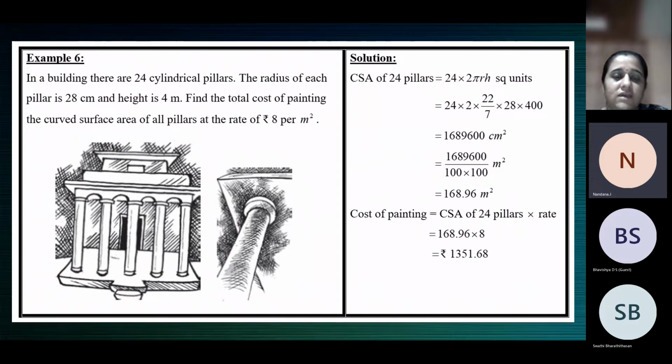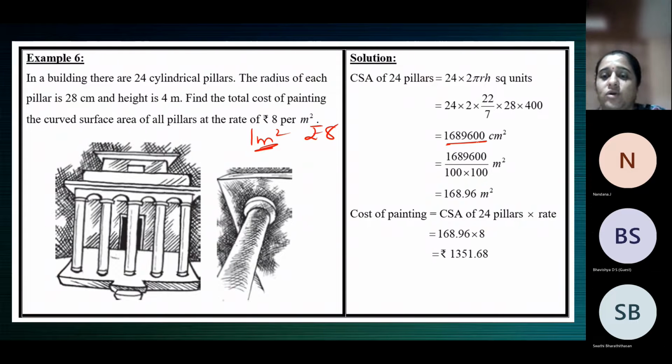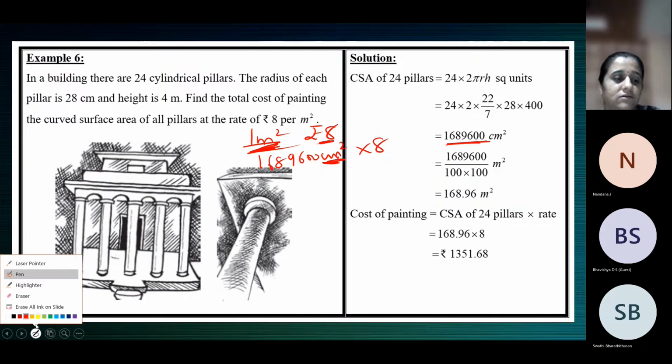Yes, 1 meter square is rupees 8. You cannot use this answer in centimeter square. You cannot say 1689 or 600 centimeter square into 8. How can you multiply? This is for 1 meter square 8 rupees, not for centimeter square.